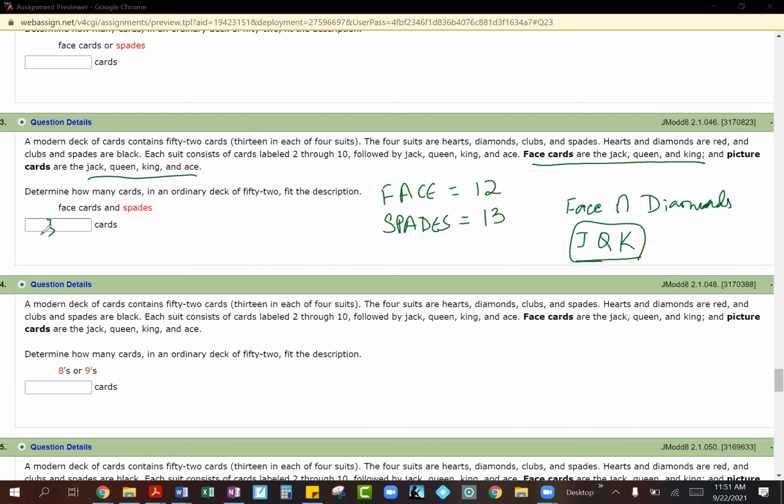Okay, and remember we had kind of mentioned, be careful about what word they are using, and is it intersection or is it union. So just remember that as you guys are going through these examples. Alrighty, very good.